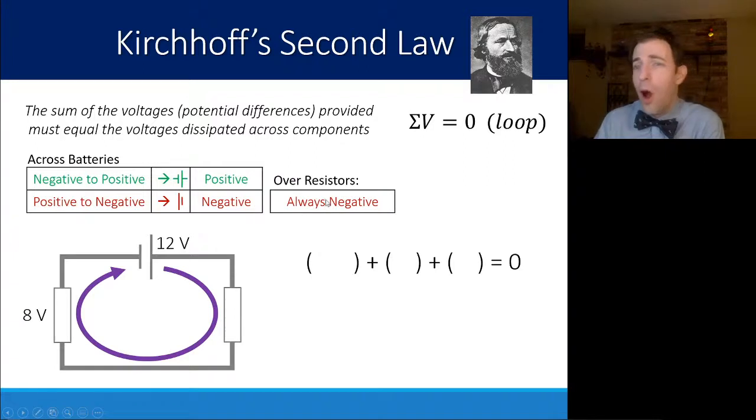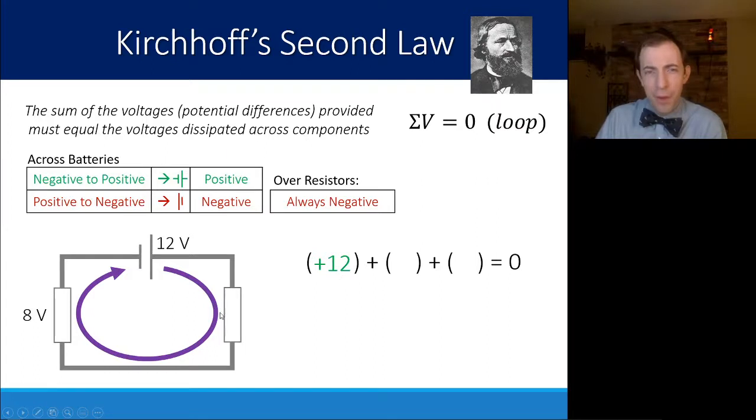Resistors, however, are always negative. They can only dissipate. They can never add voltage to the system. So in this case, going across the battery, going from left to right here, that's a negative to a positive. So a short end to a long end. So we call that a positive 12.